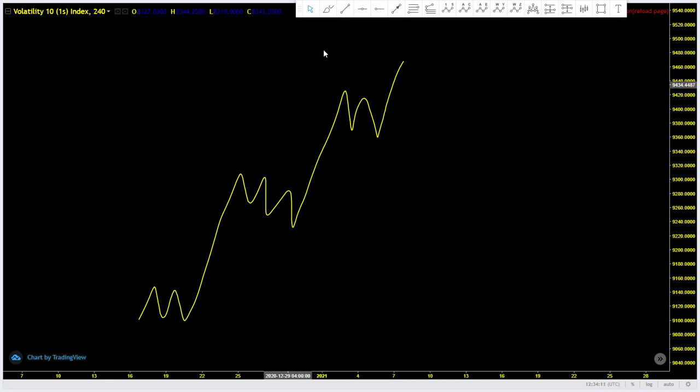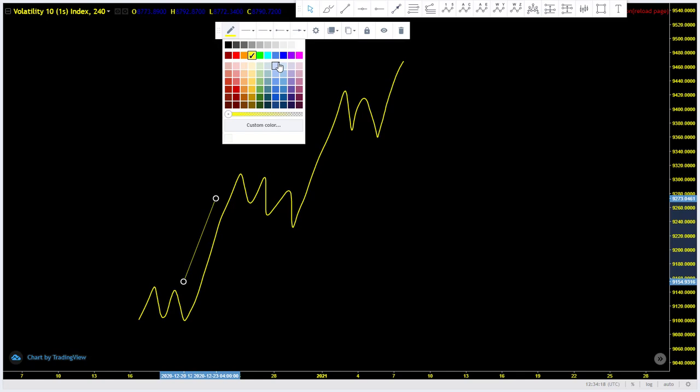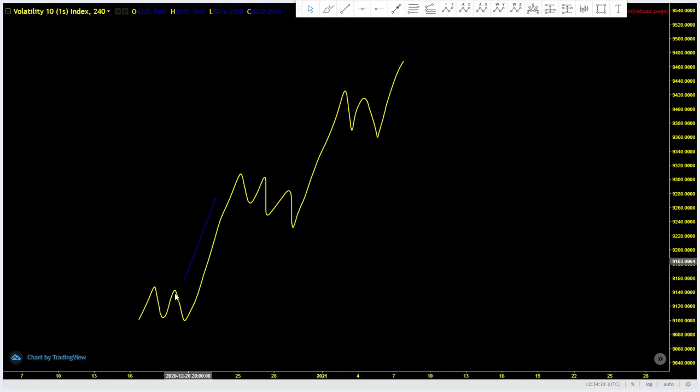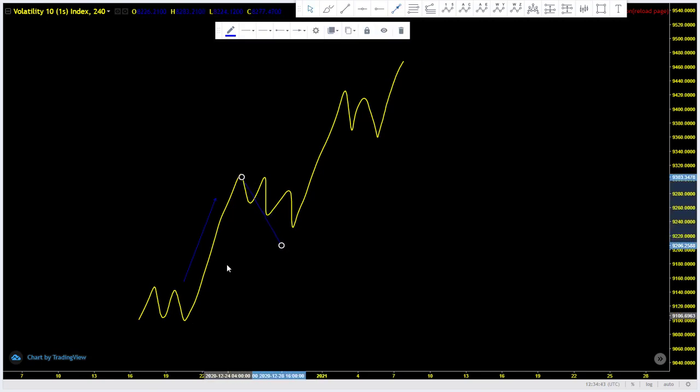So what is an impulse? An impulse is this expansion. Let me change the color a bit so that it's not hard for you to see. The impulse is this expansion that we are given here away from an area where price would have spent time accumulating orders above and below that move. Then a correction is a move that is counter trend, a move that goes opposite this impulse that you would have been given.